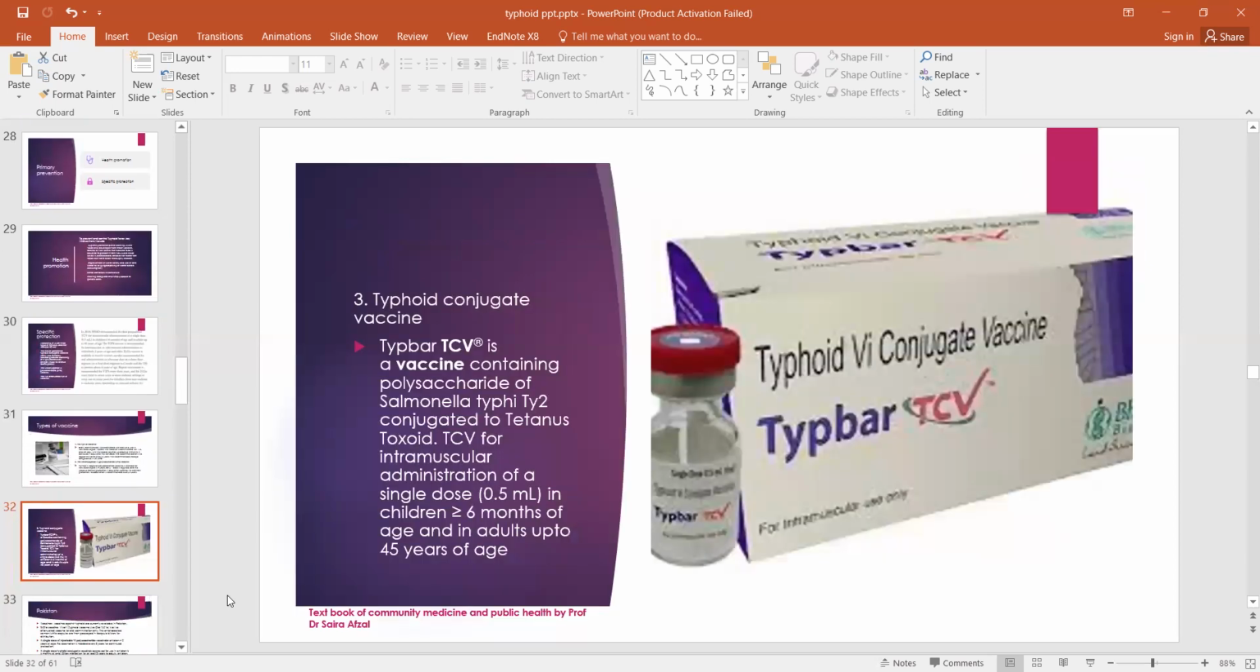The typhoid conjugate vaccine is a vaccine containing polysaccharide of Salmonella typhi conjugated to tetanus toxoid. It is given by intramuscular administration as a single dose in children more than 6 months of age and in adults up to 45 years of age.